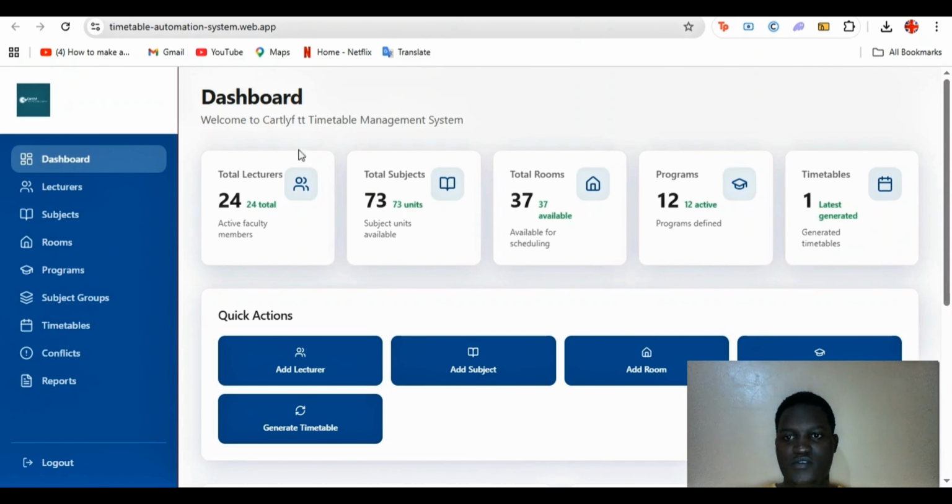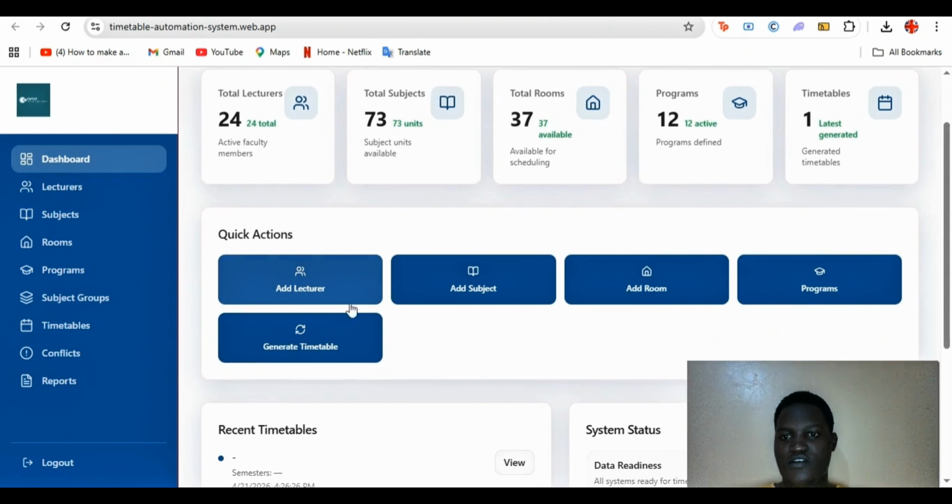As you can see on our dashboard, we have total number of lecturers, which is 24. These are the active lectures that are within the system. We have subjects, so this would ideally be a course unit, 73, total number of rooms within the university or school, we have 37, and then programs that are offered, we have 12, and then we have one timetable generated. Let's jump right into how you can add lectures, subjects, rooms, programs, and then generate a timetable.